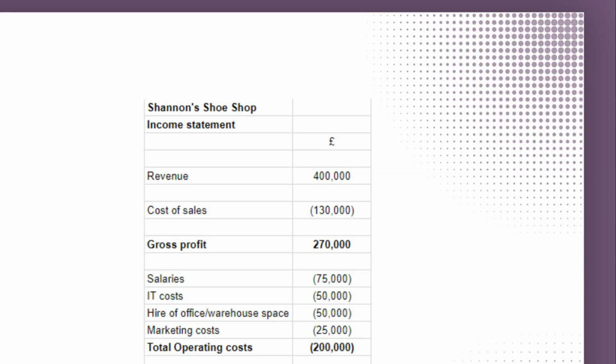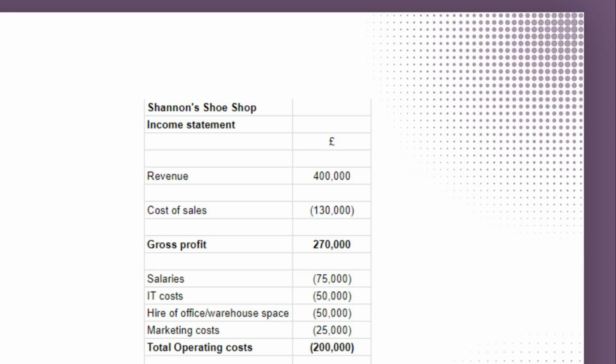As we move down the income statement, we then see the first type of cost called the cost of sales. As we have discussed in other videos, when we talk about cost of sales, we mean the direct cost of producing a good or a service. By deducting the cost of sales figure from the revenue figure, we get the first profit figure on the income statement, which is called the gross profit.